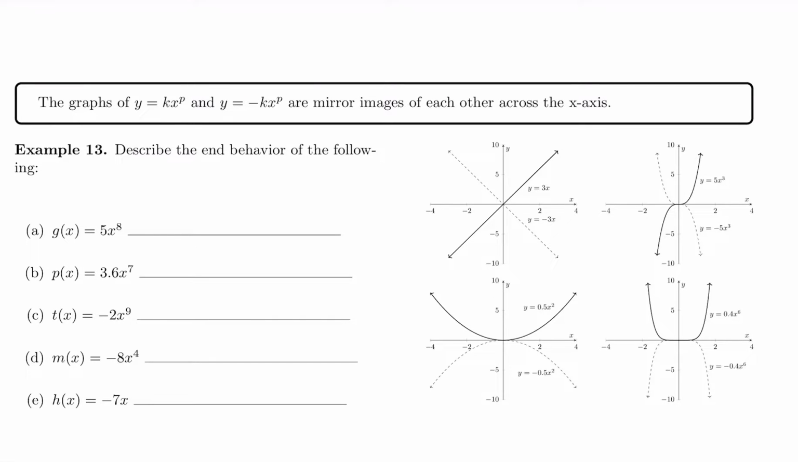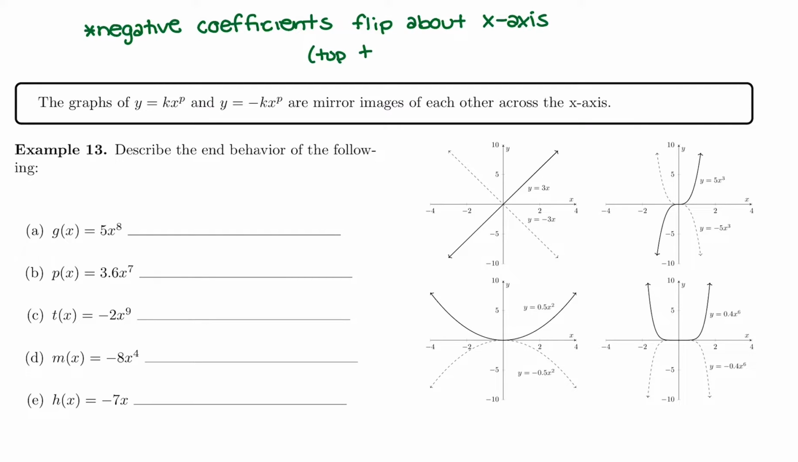Now we're going to compare the graphs of kx to the p compared to negative kx to the p. They're mirror images of each other across the x-axis. So what we get out of this is the negative coefficients flip about the x-axis, top to bottom. They're going to put what's on the top to the bottom or vice versa.